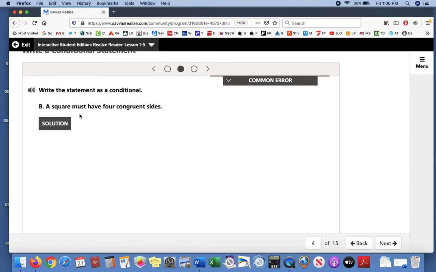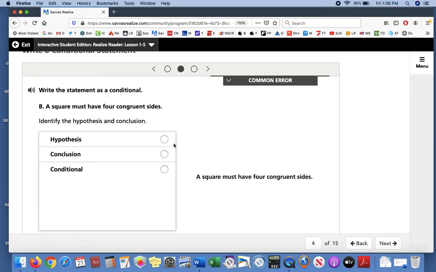Here's a statement. A square must have 4 congruent sides. So let's think about what is the if part, what's the then part, because they don't have either of those words there. A square must have 4 congruent sides. They've identified the hypothesis as this part: a polygon is a square. Conclusion: then it must have 4 congruent sides.